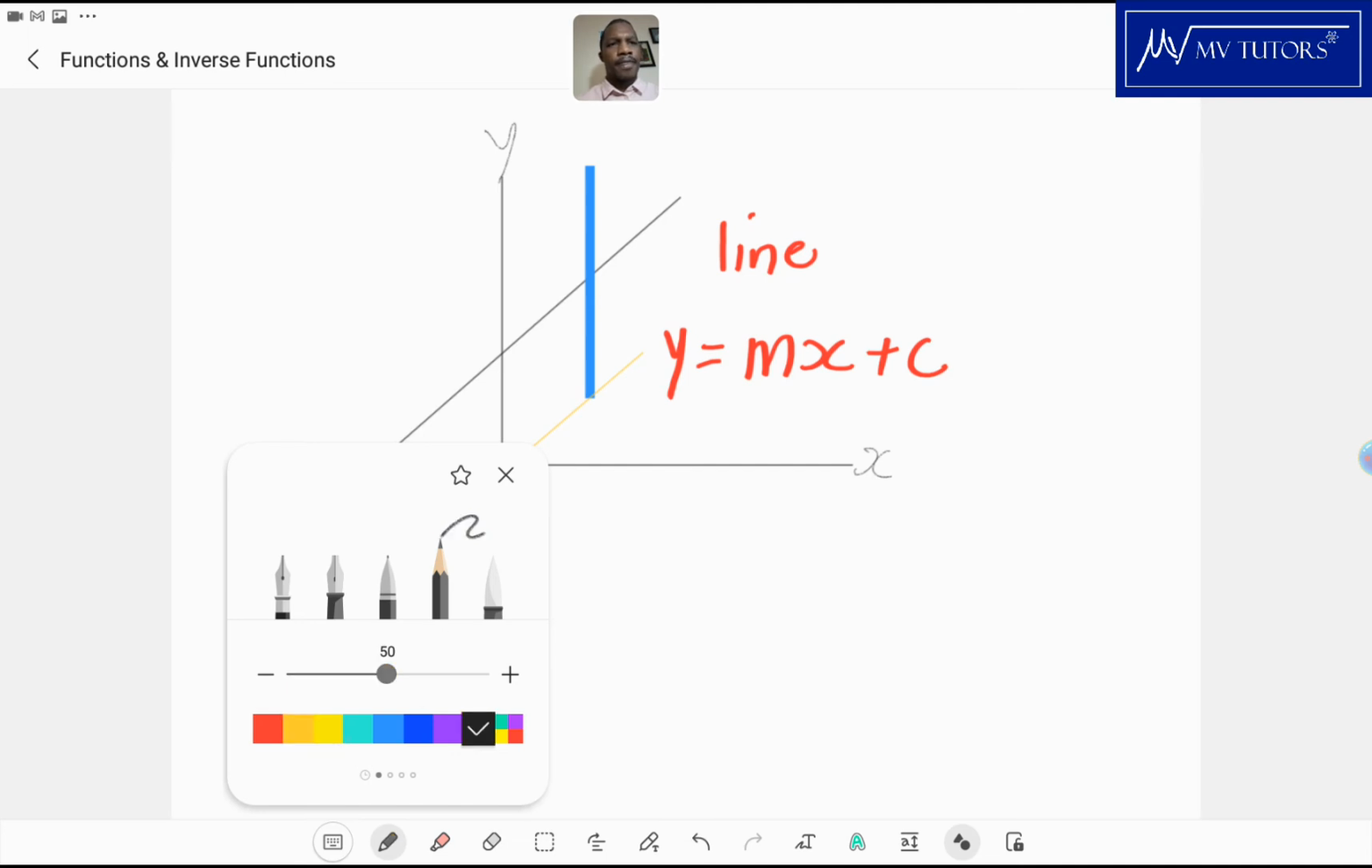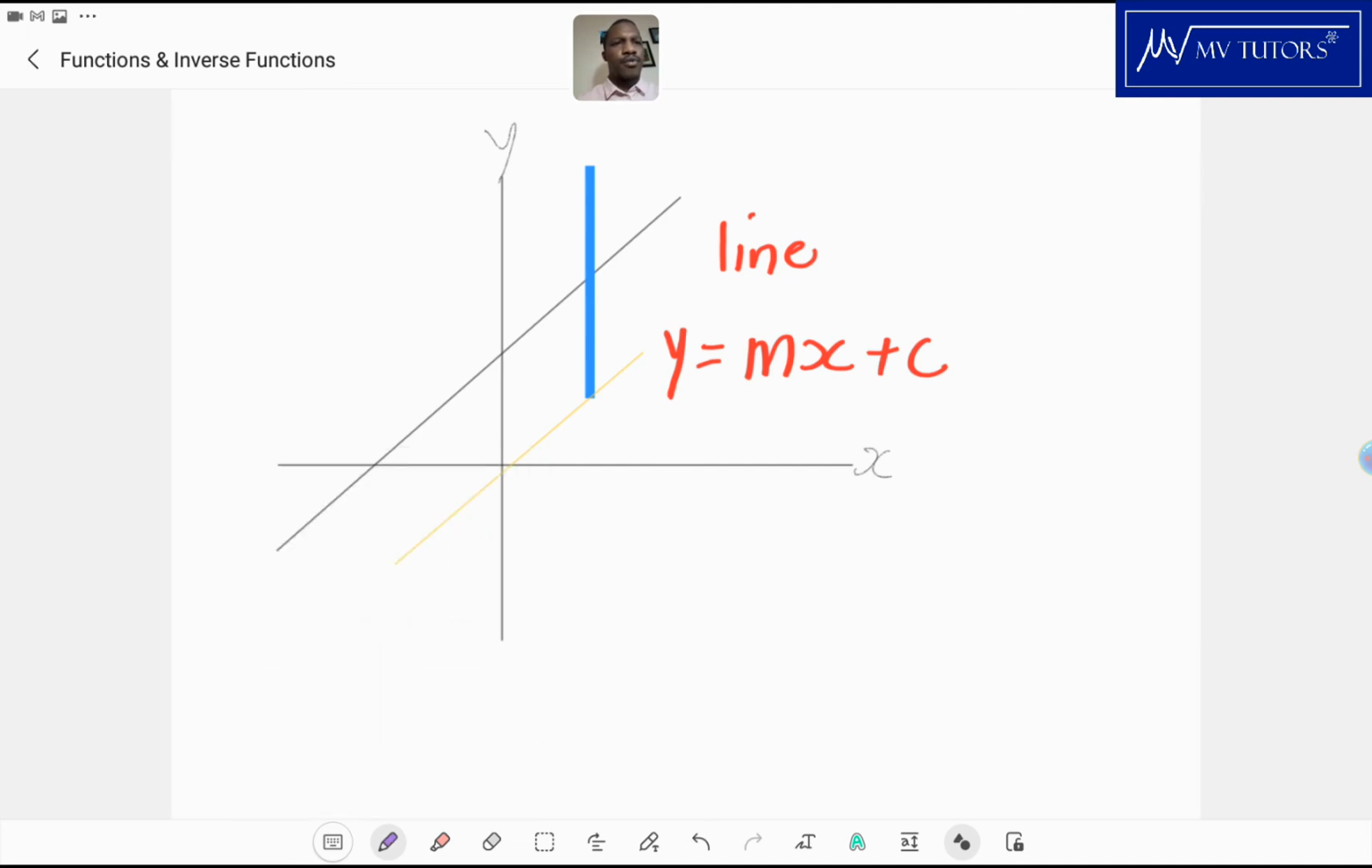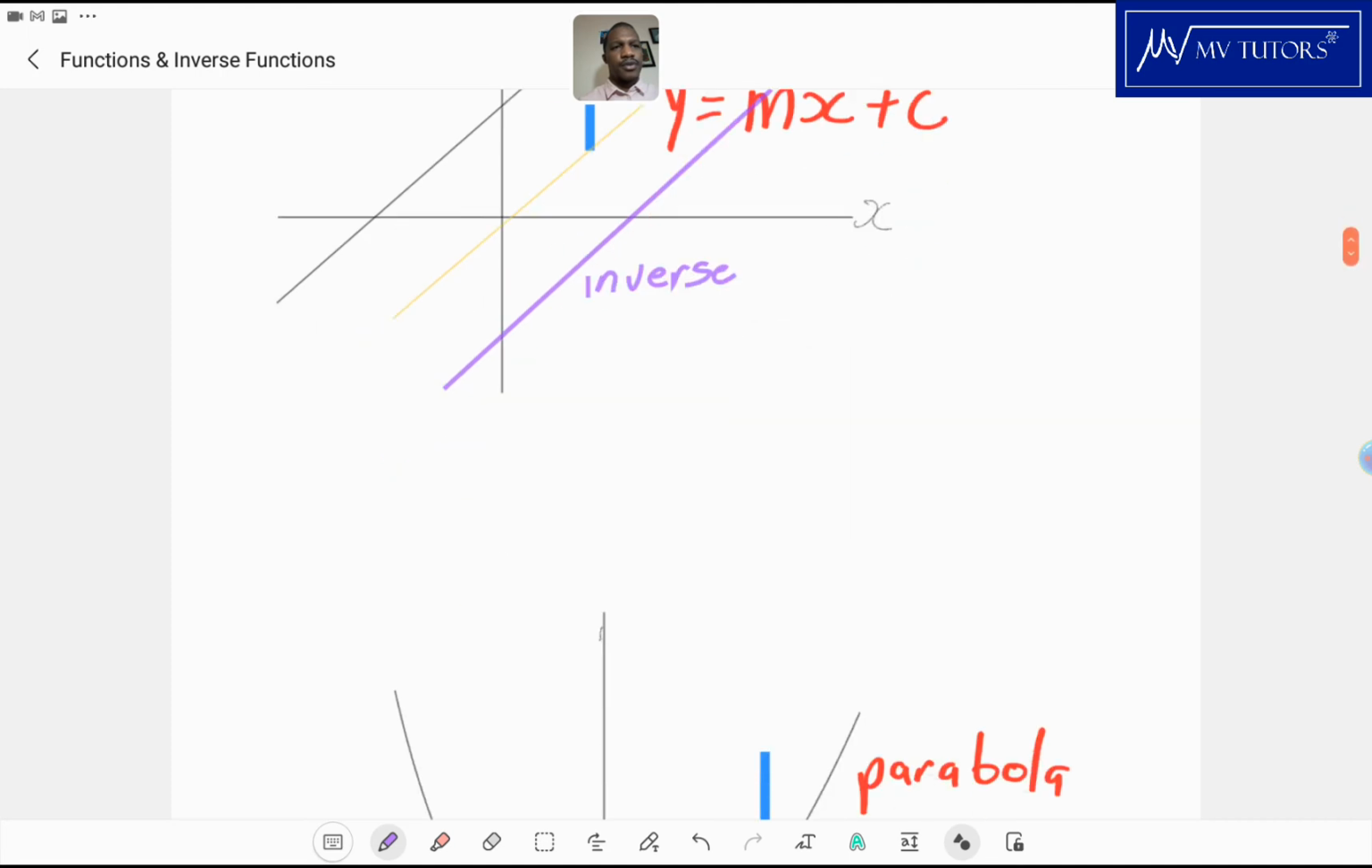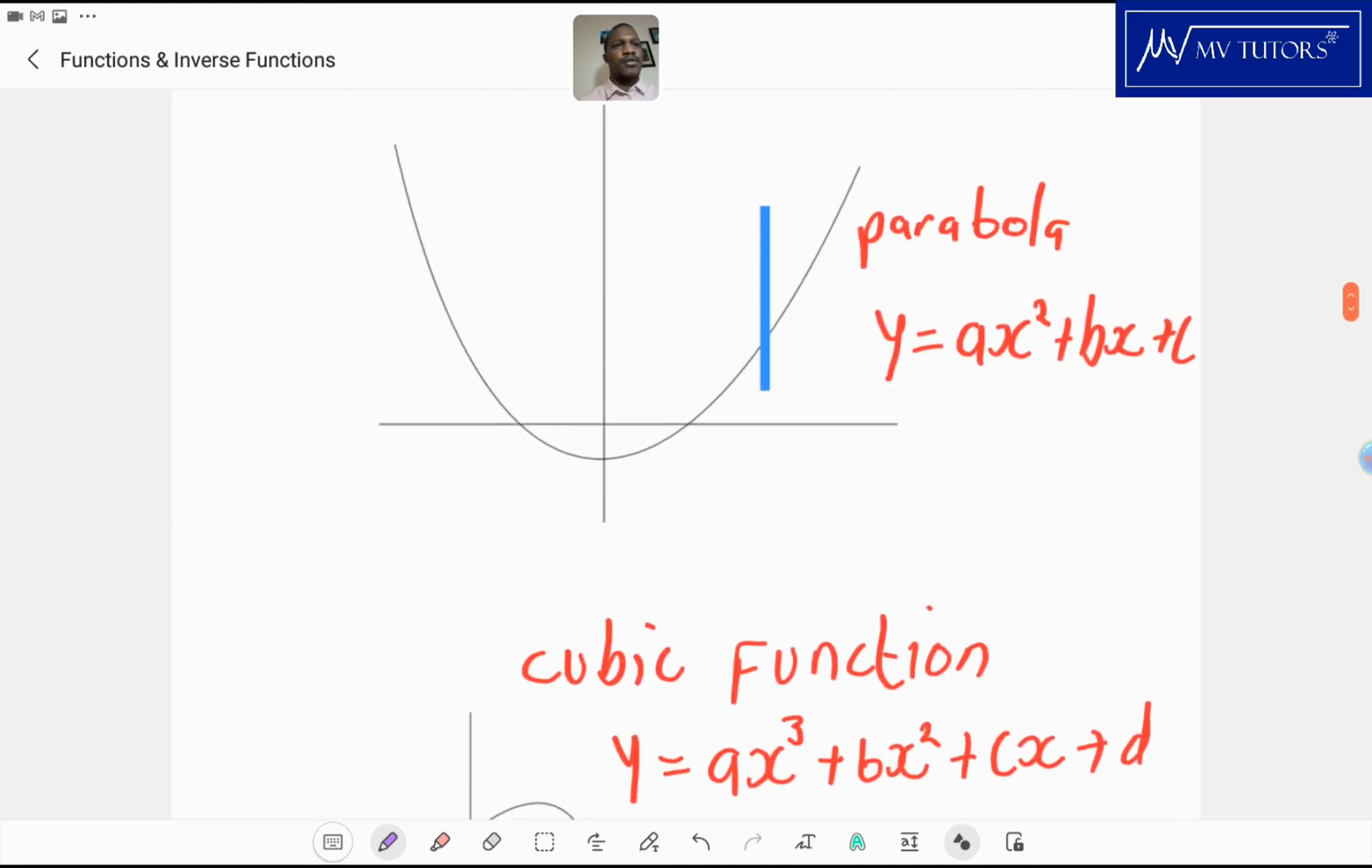Okay, we'll use purple for the reflected line. If I put it this side, the line is going to be here. The purple line, this is the inverse. Okay, it's also a function, as you can see, it crosses once.